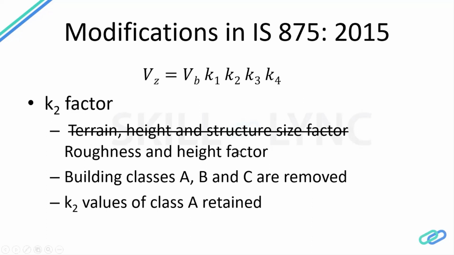Earlier, based on structure size, if the largest size of the structure was less than 20 meters, it was category A. If the largest size was between 20 and 50, then category B, and if the largest size was more than 50, then it was category C. But that condition has been removed. So now it is only terrain, which means the roughness, and height, how high the building is. Building classes have been removed, and all the values are of course for category A. So if you compare the K2 values from the previous code and this code, you will see that K2 is from K2 for class A of the last code.